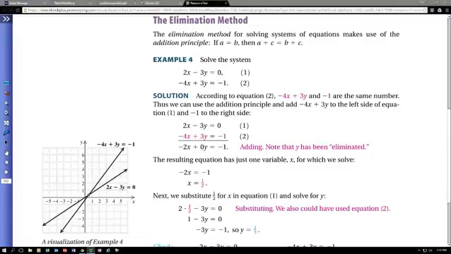Chapter 8, Section 2. This is the second part of Section 2, which is the elimination method. We're working with systems of equations, and specifically we're going to work with two equations. When we have a system, we're trying to find an ordered pair, or a relationship between the variables, that will work with both equations.